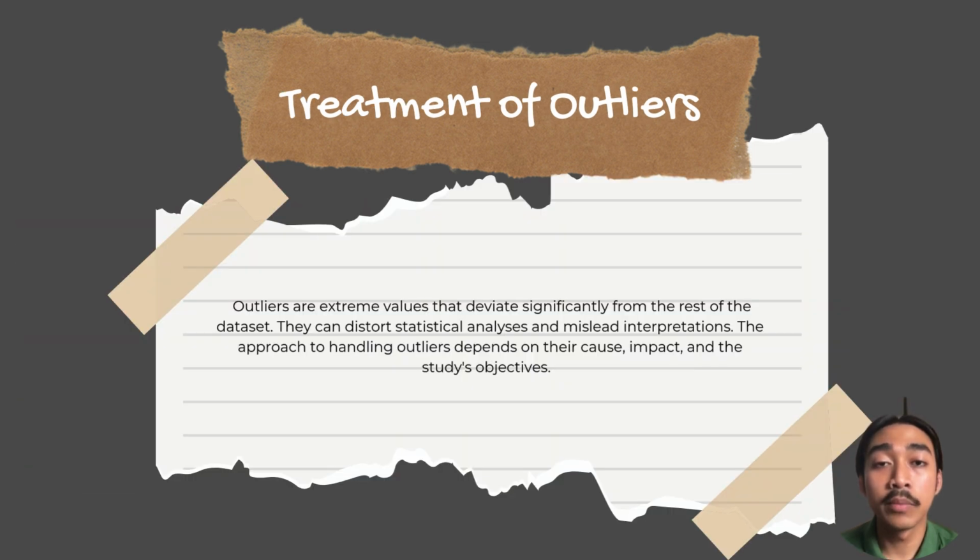Next, for the treatment of outliers. Outliers are extreme values that deviate significantly from the rest of the dataset. They can distort statistical analysis and mislead interpretations. The approach to handling outliers depends on their cause, impact, and the study's objectives.